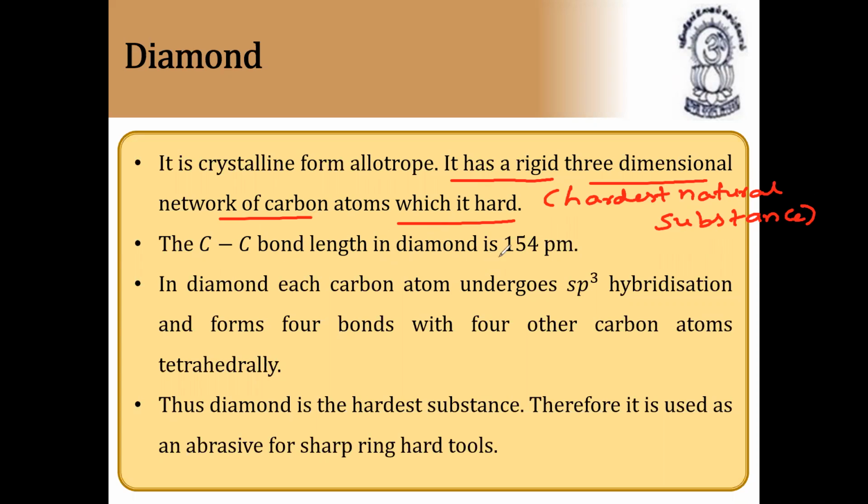The C-C bond length in diamond is 154 picometers. These are all the statement-based questions they ask. Which of the following statements is correct regarding diamond? Which of the following statements is incorrect regarding diamond?